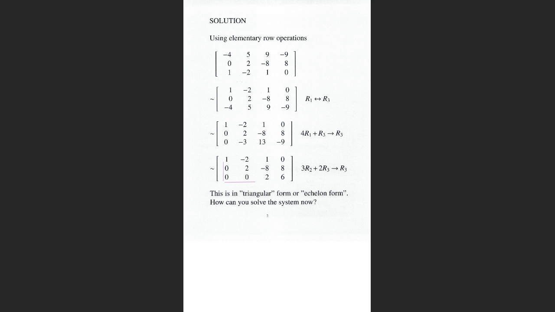You see you have a triangle of zeros here on the bottom left corner of the augmented matrix. That's why we say that this matrix now is in triangular form or echelon form. And how can you solve the system now? Well, certainly you could solve the system. You know, in the beginning, the system of equations, you didn't have any idea.